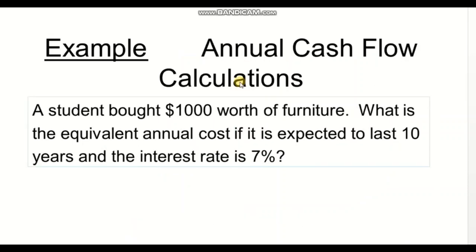Let's jump directly into an example in order to remember the annual cash flow calculations. A student bought $1,000 worth of furniture. What is the equivalent annual cost if it is expected to last 10 years and the interest rate is 7%? Let's jump to the solution.